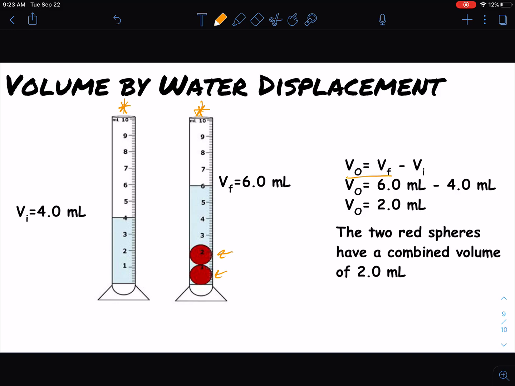You then do this equation right here. To find the volume of the object, VO, you take VF minus VI. So VF was 6 milliliters minus 4 milliliters. And you get an answer of 2.0 milliliters when you do the math. That means the two red spheres there have a combined volume of 2.0 milliliters. That's how you use water displacement.